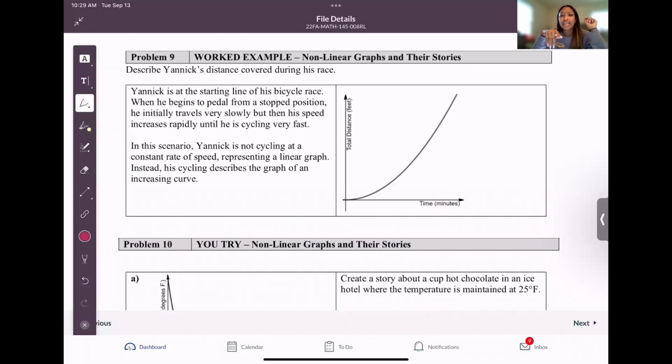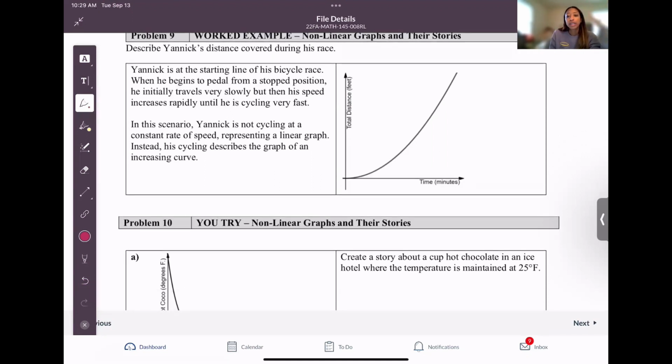So in this case, when we're looking at the distance over time, the speed is not constant. So we don't end up with a straight line. The speed is constantly increasing. So we end up with this curve that is increasing. Okay, so this is an example of when you would have something that's nonlinear. When you're looking at distance over time, but the speed is not constant, then you don't get a straight line, you get a curve.